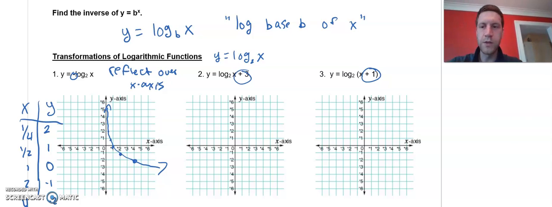So if you want to try the last two, I would number 2 and 3, go back to the original XY table and modify by this +3 and this +1. Okay, so think about what those translations would be. So go ahead and pause, try it, and then come back.